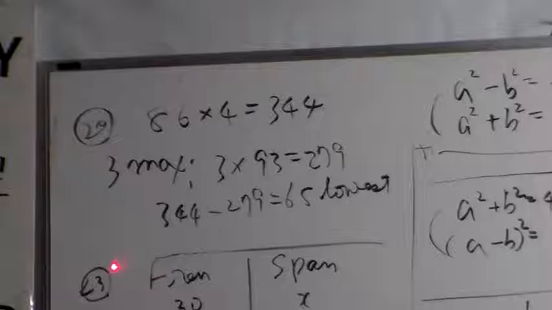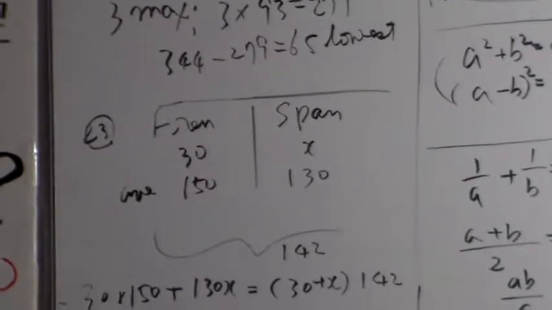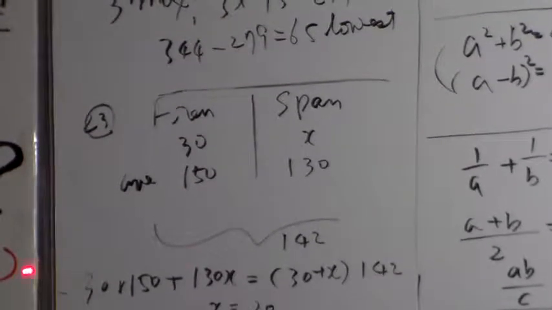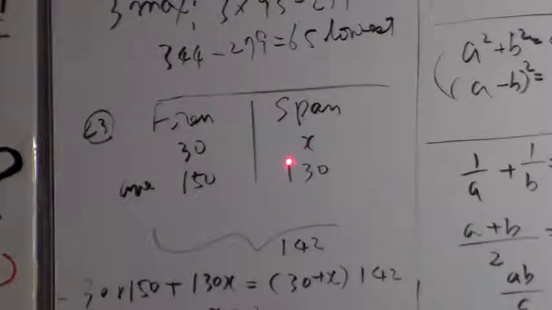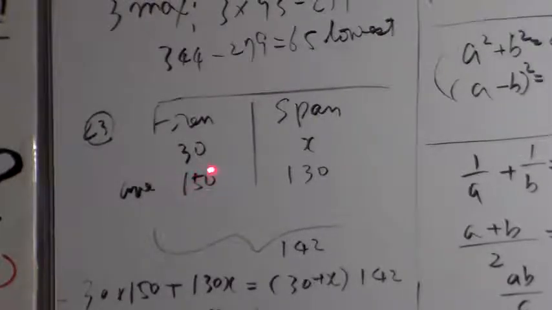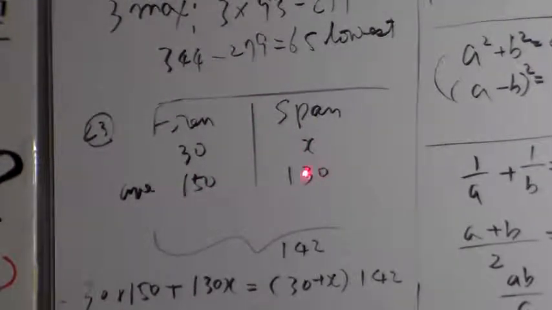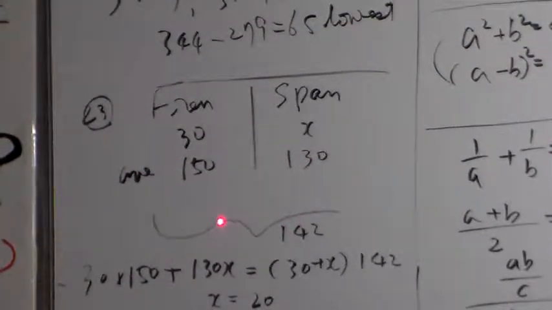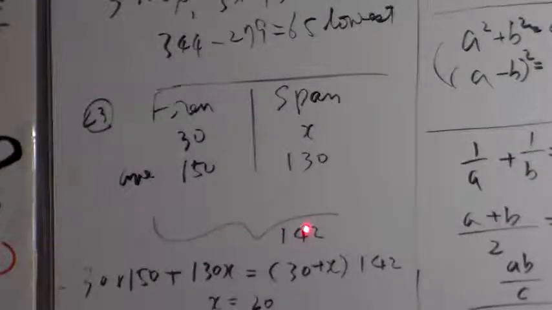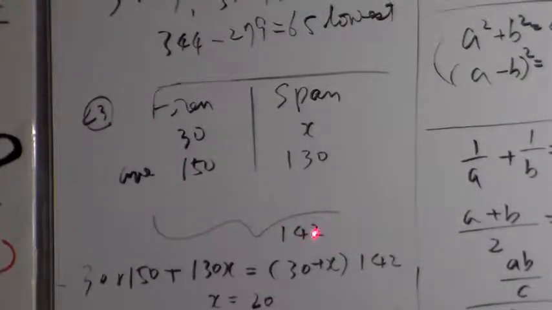Okay, that's simple math, but you have to read it carefully. Okay, next one is this one. French class, 30 students. Spanish we don't know yet, but the French class average is 150. The Spanish average is 130. They say the average of total students is 142.